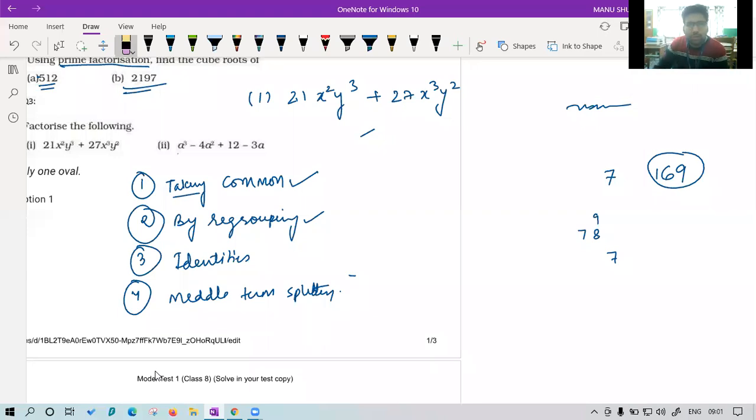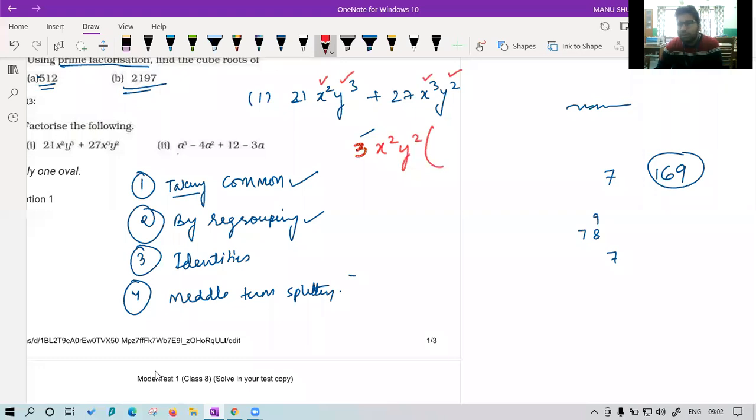Okay, so class, if you see right now in the numbers 21 and 27, what is common? Please confirm. In the numbers 21 and 27, we have a common factor, 3. In x square and x cube, what is common? x square is common. Very good. In y cube and y square, what is common? y square is common. Very good.